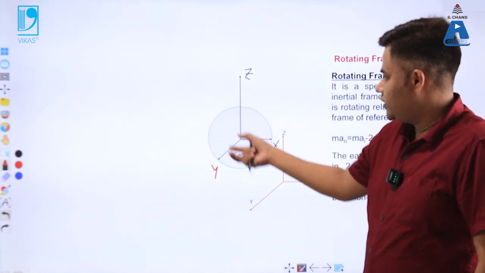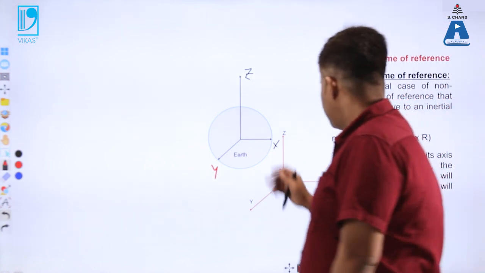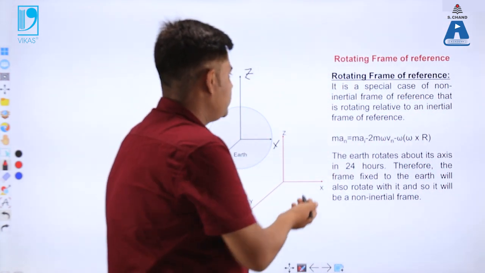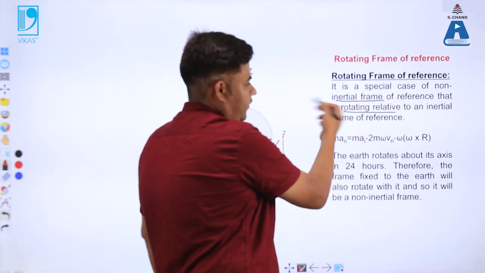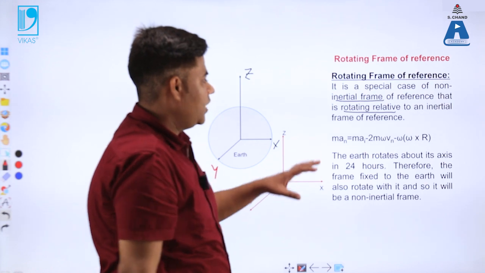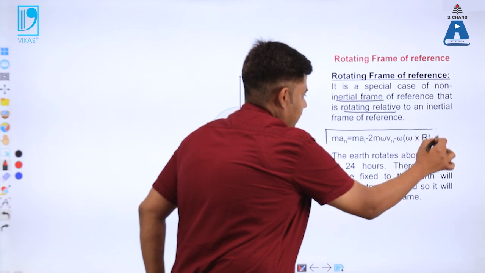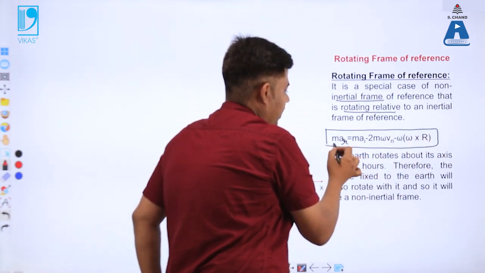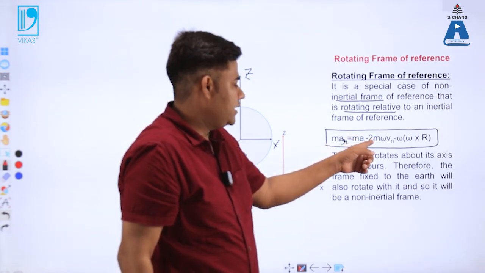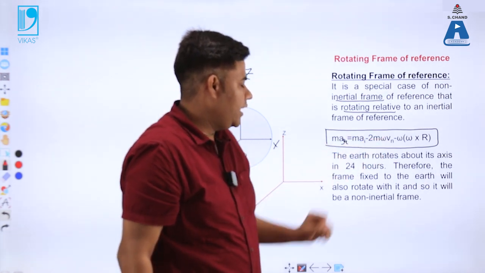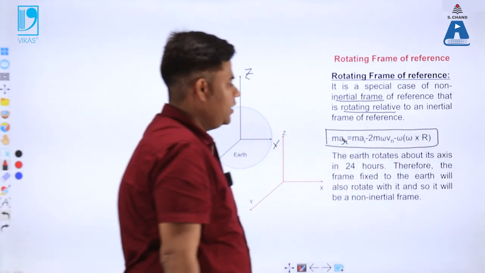Now if this Earth is rotating, that means this frame of reference is also rotating with respect to the Earth. So this is the special case of a non-inertial frame of reference, in which this frame is rotating with respect to some inertial frame of reference. Here we will be deriving this expression: mass multiplied by acceleration, then twice of m omega cross v, minus omega cross r. This expression we will be deriving.